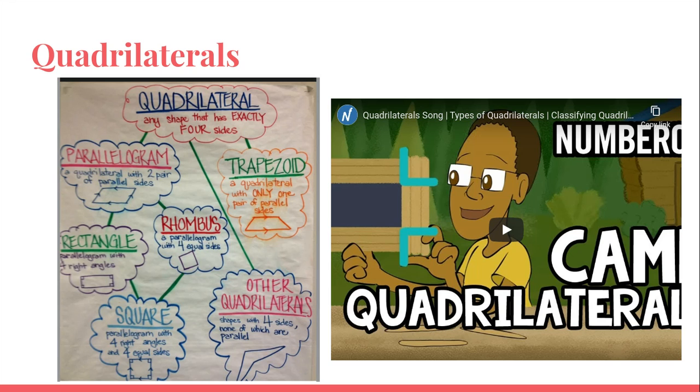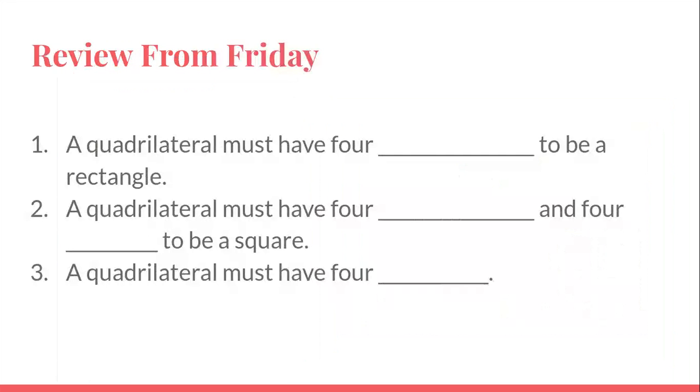A quadrilateral is any shape that has exactly 4 sides. An example of a quadrilateral is a parallelogram, and a parallelogram goes on to explain other types of shapes. A parallelogram is a quadrilateral with 2 pairs of parallel sides. Remember, parallel sides go on and on and never touch. An example of a parallelogram is a rectangle. A rectangle is a parallelogram with 4 right angles, which is what we talked about in this slide right here.